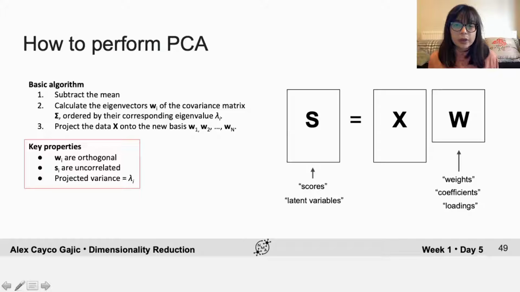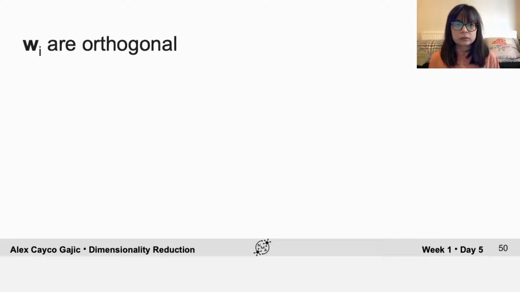In this video, I'll take you through the mathematical basis behind the key properties of PCA. The first property that we'd like to show is that the Wi are orthogonal to each other.